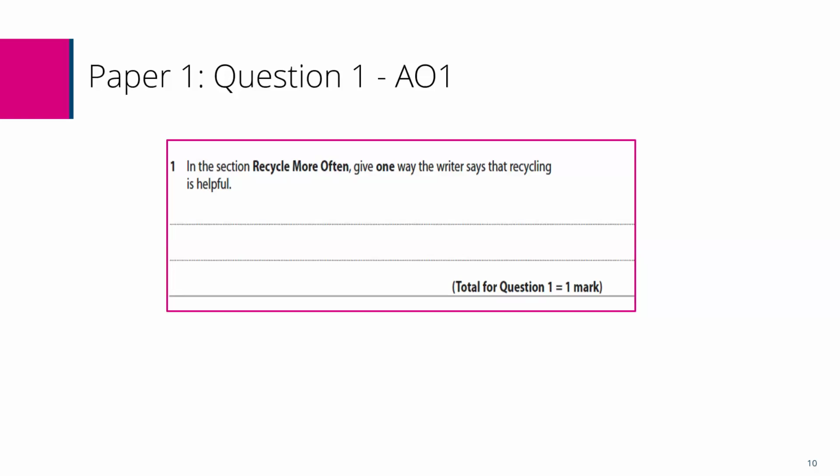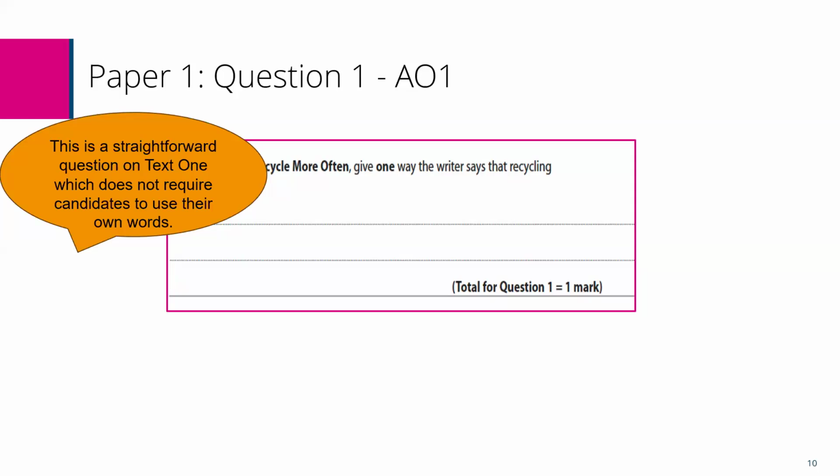So in the middle of the screen here, we have the question that was asked in June 2024. So the question was, in the section 'Recycle more often', give one way the writer says that recycling is helpful. It's an AO1, so it's a retrieval style question. The comments that are going to appear on the screen in a moment are from page 4 of the examiner report. There's a little bit of animation going to happen here, so we'll just have a look at this.